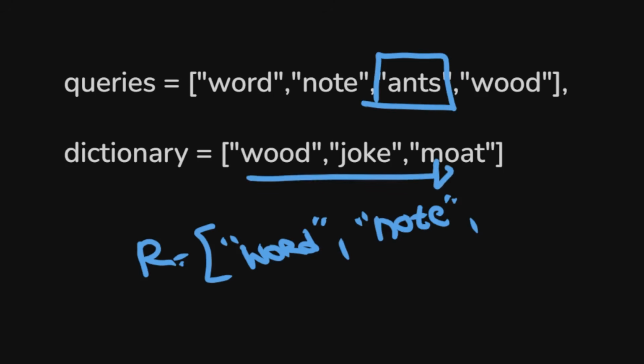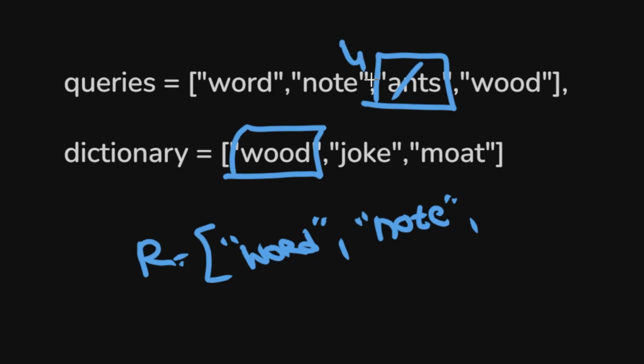We go through every word in the dictionary from left to right. So first we have wood. Here every character is different from the characters that we need, so we need 4 edits, and given that 4 is greater than 2, this is not a valid match.